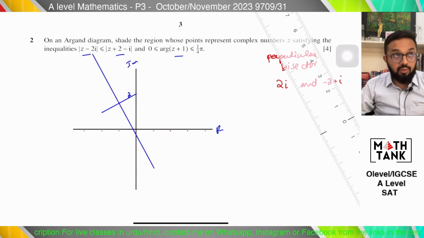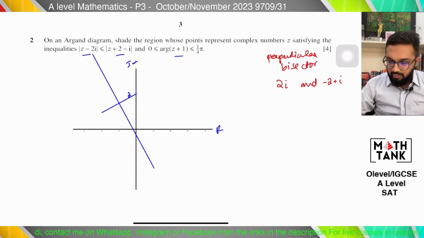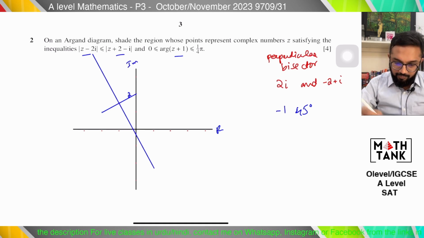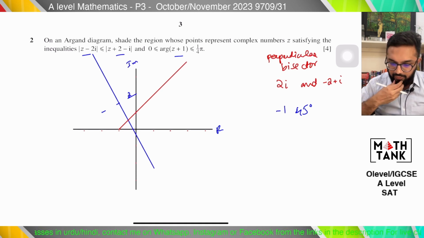And then it says argument of z plus 1. So my starting point should be minus 1, and I should draw an angle of 45 degrees. Okay, so minus 1 and 45 degrees should take me there. Okay, what region do I want?